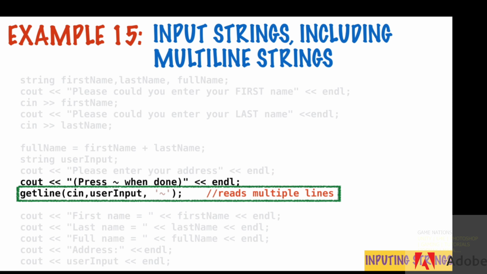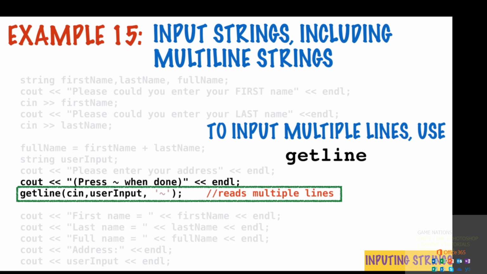Getline is an overloaded function. That means that there are two different variants of this getline function. The variant that we see on screen now is the one which we use to read in multiple lines. This particular variant takes in 3 arguments, the last of which is the delimiter, which indicates that the user has finished entering whatever he or she would like to type in. There is also a different variant of the getline function, which we will get to in an example shortly, which is used to take in strings with embedded blanks, but which are not multi-line strings.